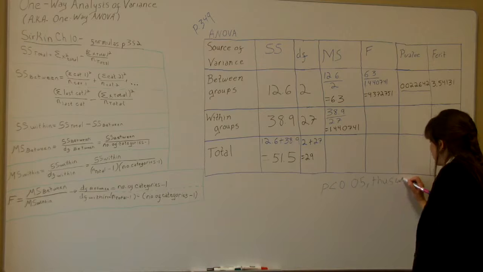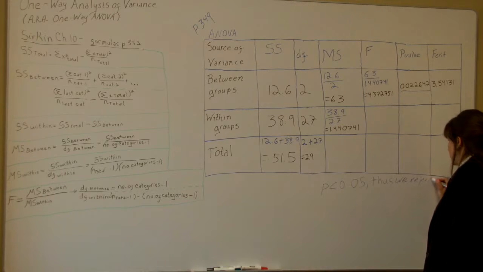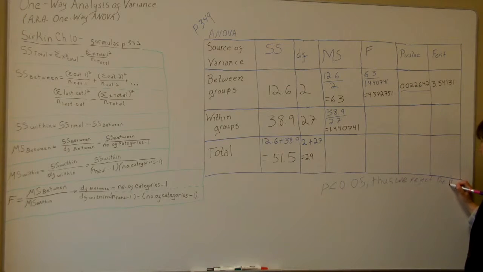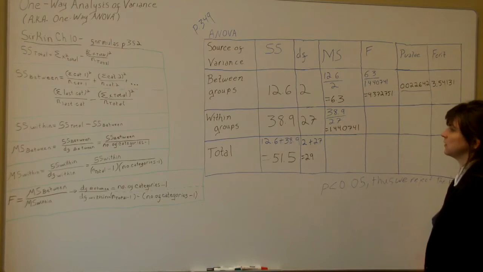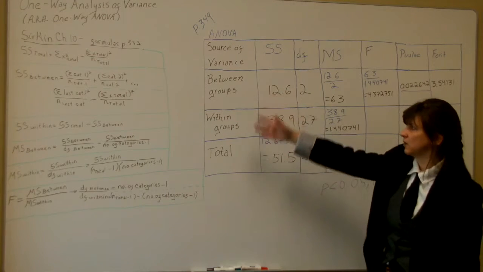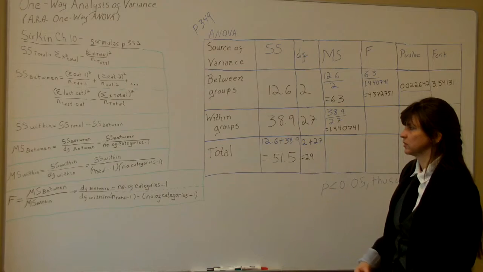Thus we reject the null hypothesis. So this is basically how you'd fill in the missing spots on the table on page 349. And again, we'll go into greater detail on how to do those in a future video as far as if you have data.